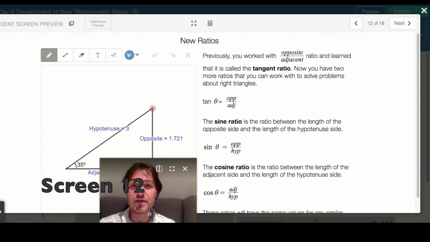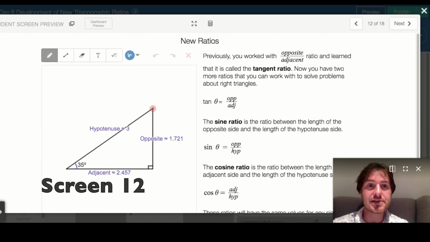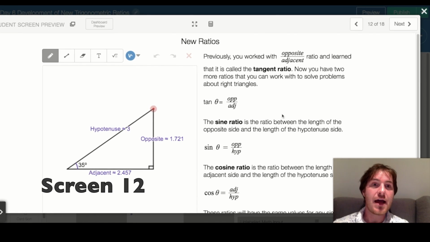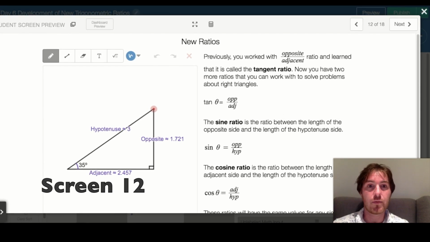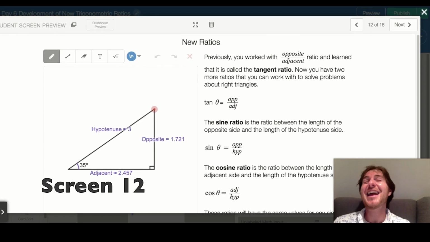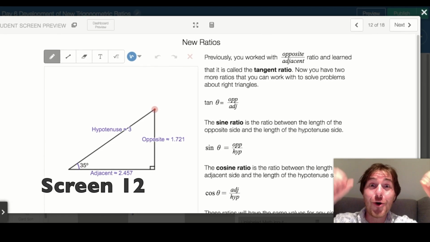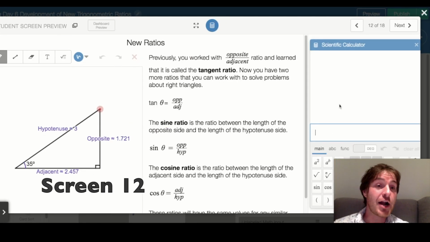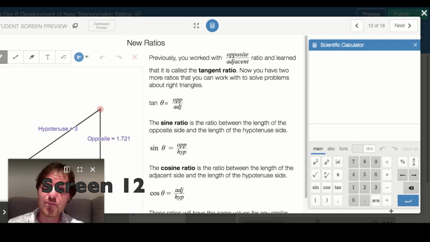New ratios here. Previously, you worked with the opposite over adjacent ratio and learned that's called the tangent ratio. You've got that one here. Now you have two more ratios you can work with to solve problems about right triangles: the sine ratio and the cosine ratio. Sine and cosine.